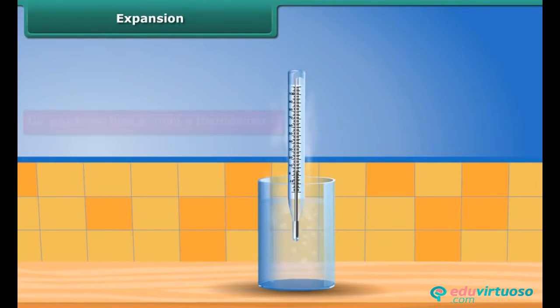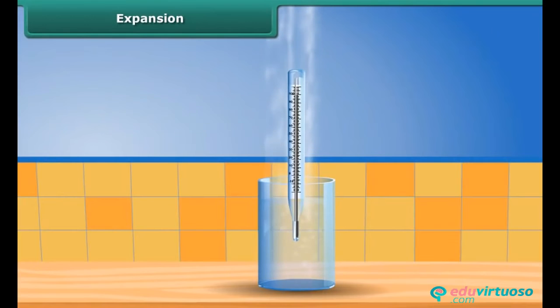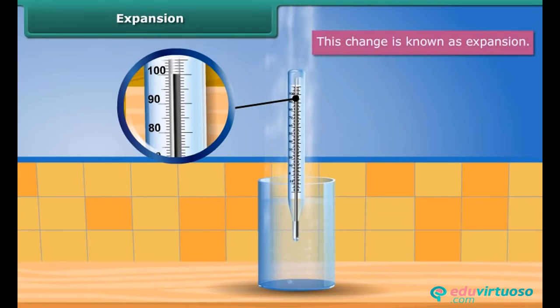Expansion. Do you know how to read a thermometer? The thermometer shows the temperature when the mercury inside it expands. Since there is a change in the state of the mercury, the thermometer is able to display temperature. This change is known as expansion.